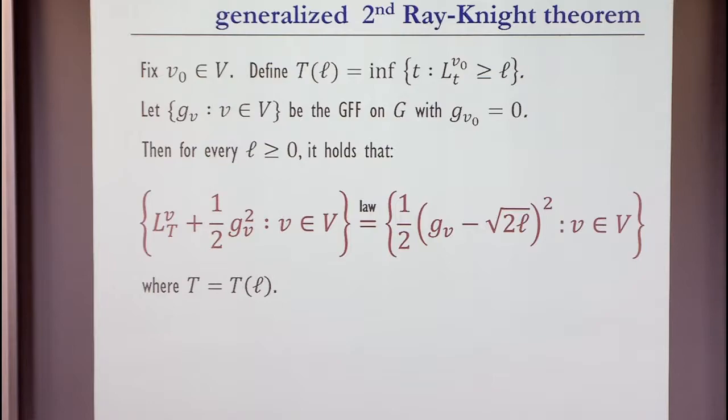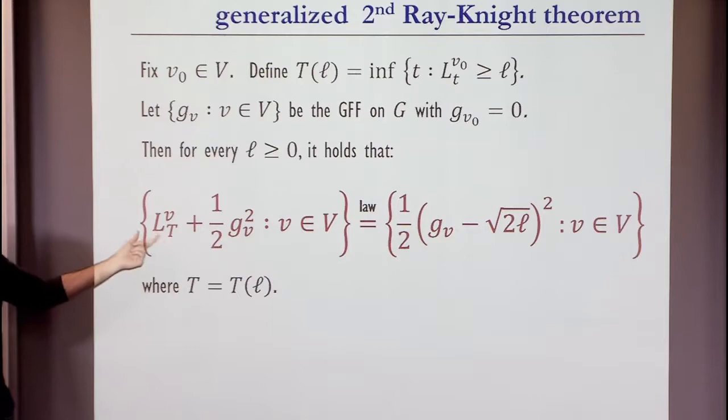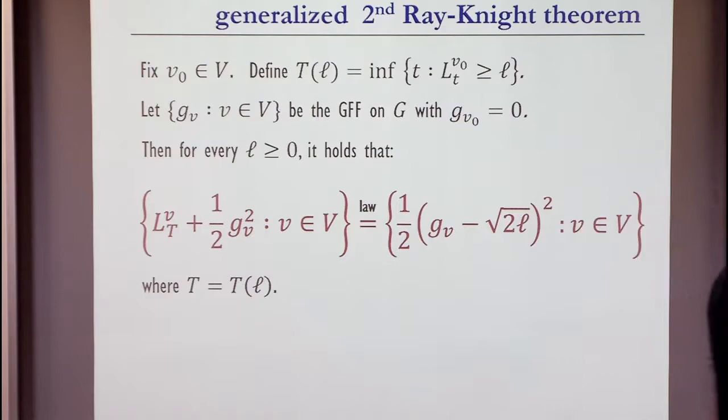Let me say very briefly, before I go on to tell you why this gives a proof, how our original proof went. Okay, so the point is that you can think about the cover time. The cover time is the first t at which all the local times are bigger than zero. That's the first time we visit every node, when all the local times are bigger than zero.